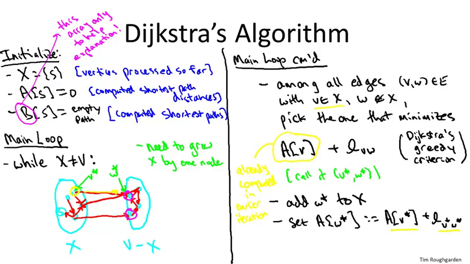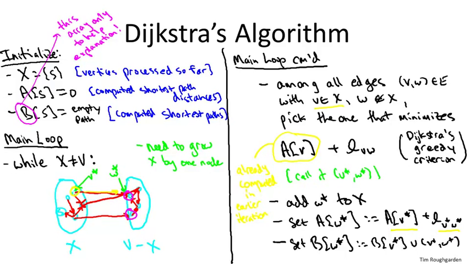So we do something analogous with the shortest paths themselves and the array B. That is, again, since we just added W star to capital X, we're responsible for suggesting a path from S to W star in the B array. So what we're going to do is inherit the previously computed path to V star, and tack on the end one extra hop, namely the direct edge from V star to W star. That'll give us a path from S all the way to W star via V star as an intermediate pit stop. And that is the entirety of Dijkstra's algorithm.